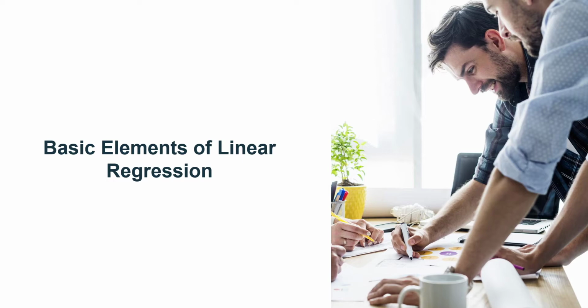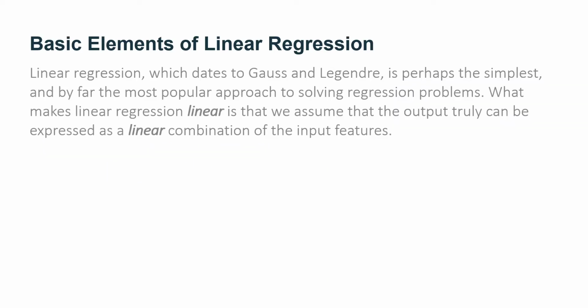Basic elements of linear regression. Linear regression, which dates back to Gauss and Legendre, is perhaps the simplest and by far the most popular approach to solving a regression problem. What makes linear regression linear is that we assume that the output truly can be expressed as a linear combination of the input features.